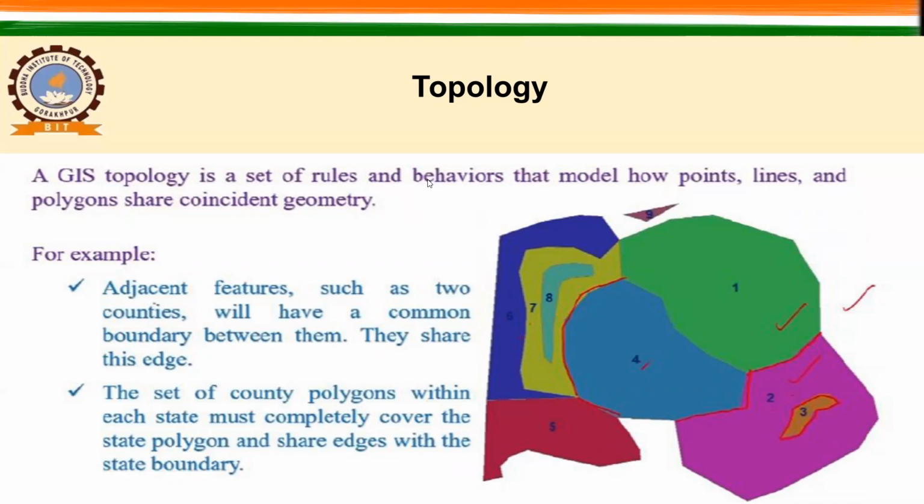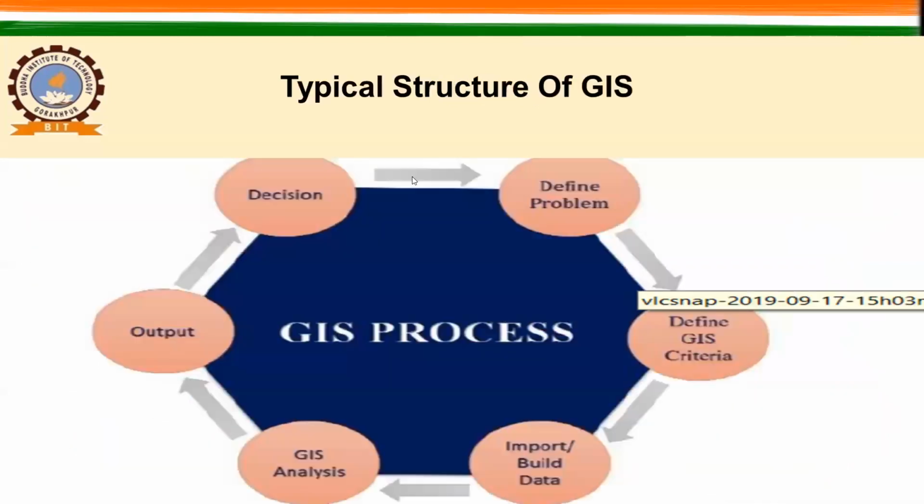Our typical GIS structure was also discussed in the previous lecture, where I showed you a flow chart like this. In GIS, we start this flow by defining the problem. So the first step is to define your problem, then define GIS criteria, which can help you achieve this particular objective, right? And the third one will be to import or build data from different sources.